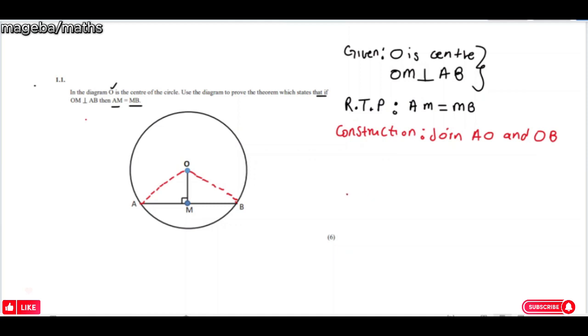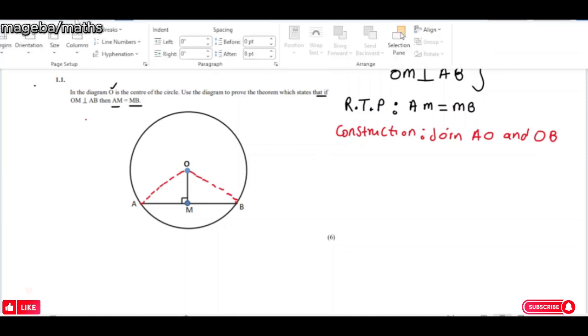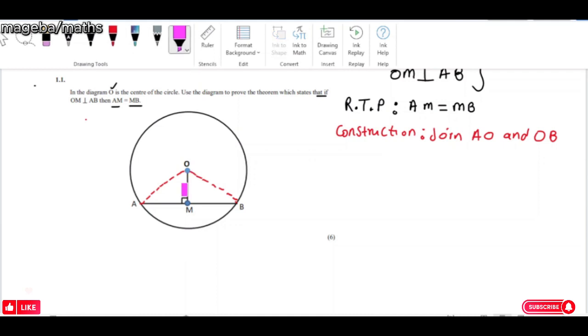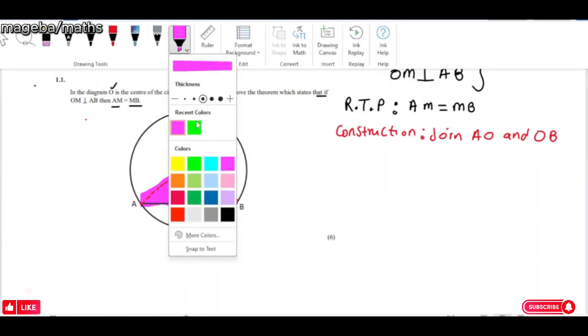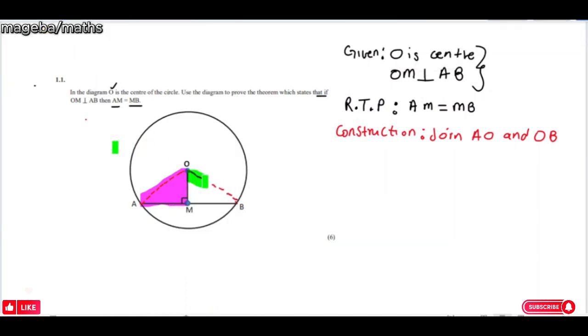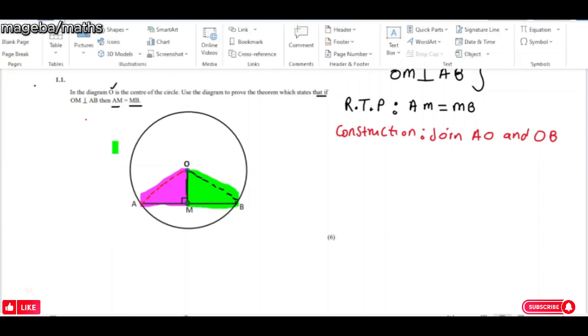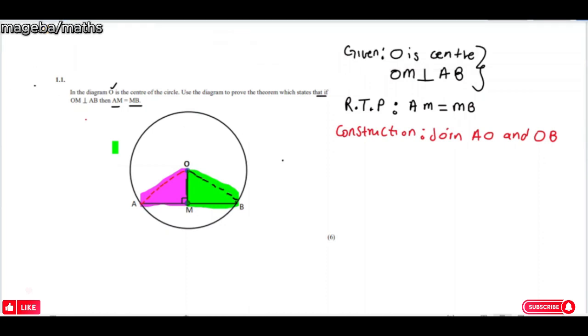Then after joining those two, now I hope you can see that we are having two triangles. I hope you can see we're having this triangle here, which I'm going to highlight as pink, and we're going to have another triangle here, which I'm highlighting with green. Now congruency needs to come into play. If you still remember congruency from grade 10, sorry, that is to come into play. Now let's prove.